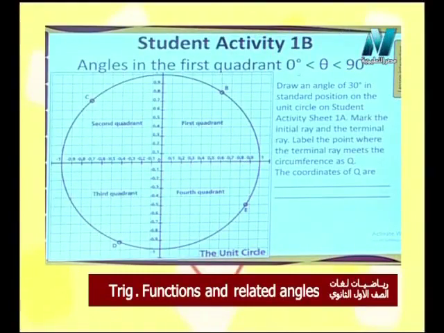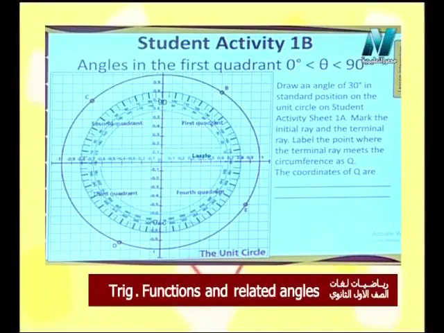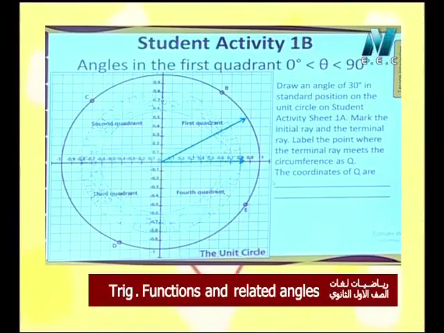Okay, we have here the first quadrant, between 0 and 90 degrees. If we want to draw any angle here, we draw a ray from O, which is the origin point, to OX, the initial side, and we draw an angle here which is 30. So we have Q. Q is a point on the unit circle, and this angle equals 30 degrees.